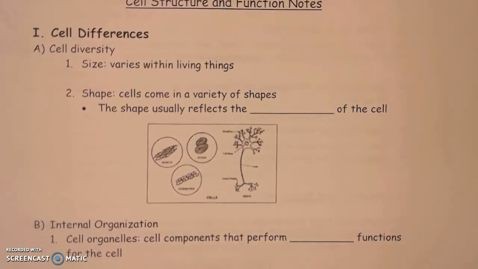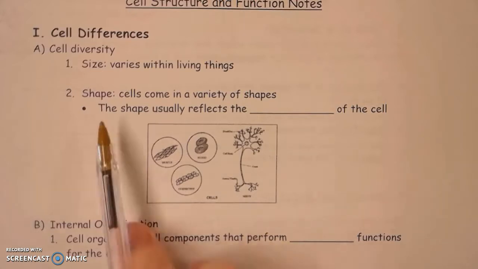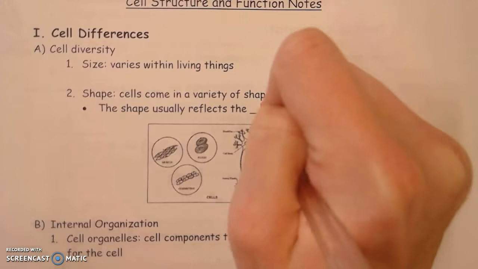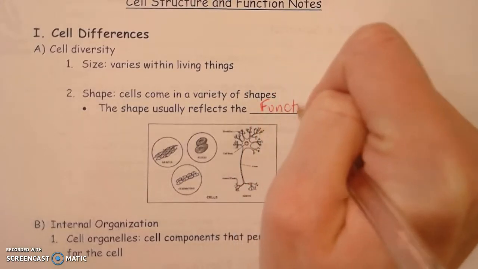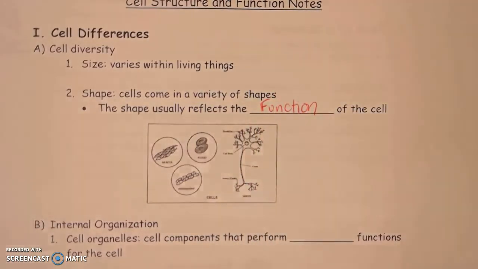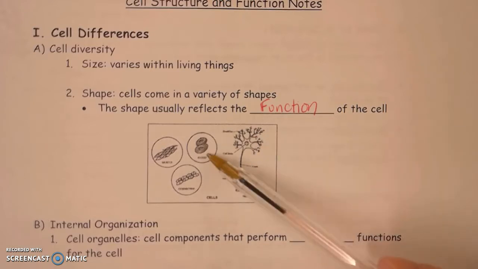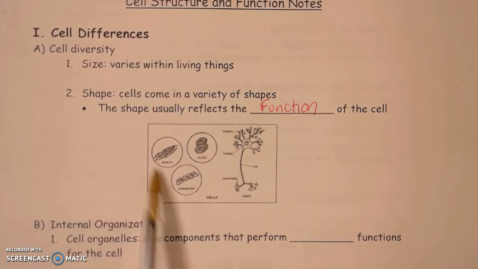Cells also come in a variety of shapes. So the shape usually reflects the function of the cell. So just like with enzymes and proteins, the shape determines the function. Here in cells, the shape determines the function as well. You'll see the nerve cell has a very different shape than a red blood cell, than a muscle cell, than connective tissue. So the shape of it allows that cell to do its job.